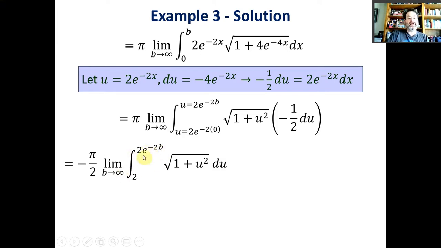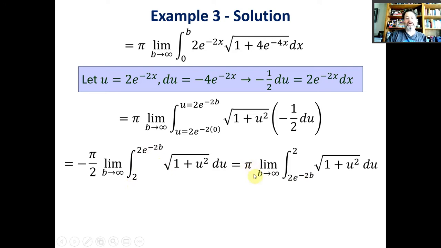If you plug in infinity, e to the minus infinity power is 0. So 2 times 0 is 0. So this number is going to be smaller than this number. So what I'm going to do in the next step is flip those limits and get rid of that negative. I just don't like negatives.